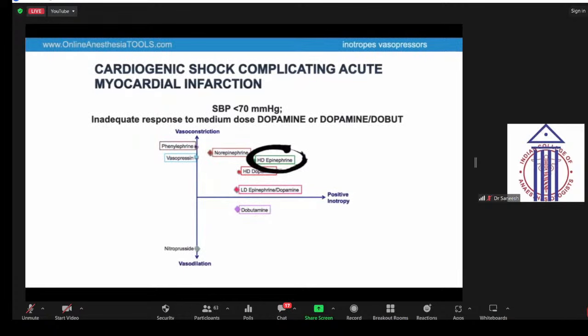How about high dose epinephrine? Epinephrine increases stroke volume and cardiac output and decreases SVR by stimulating beta 2 receptors in the skeletal smooth muscle. The problem is it is known to promote thrombosis of coronary vasculature and exacerbate lactic acidosis.